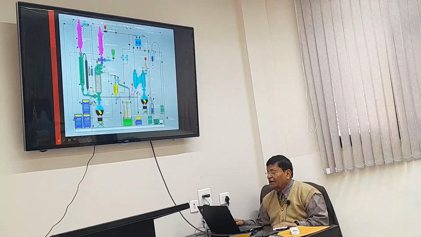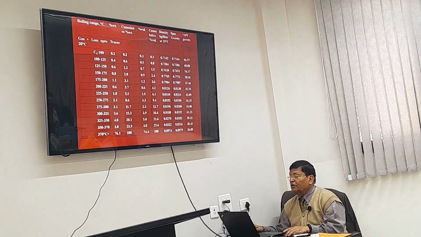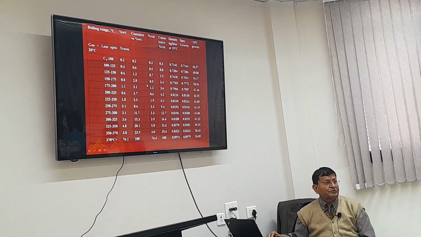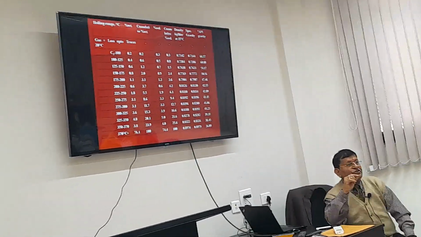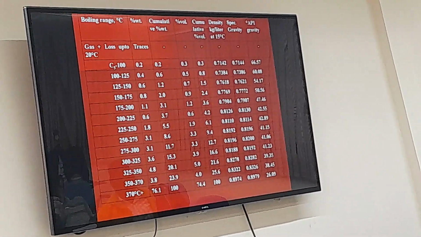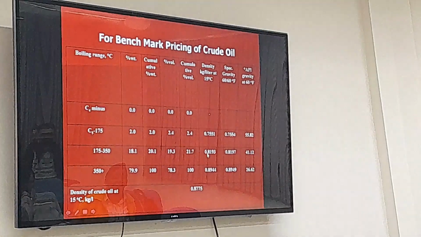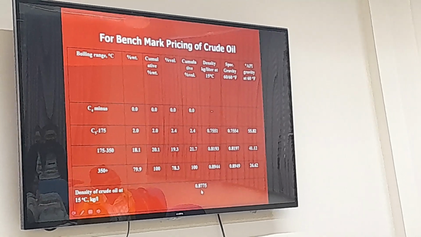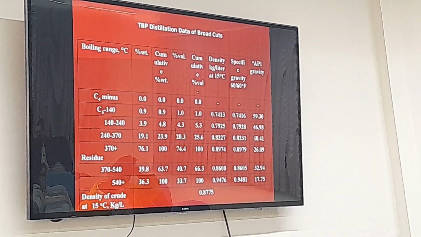But in our lab, we are doing the manual distillation. This is TBP manual, and then TBP or vacuum distillation. You see, now we have made the cut. Generally, it's heavy, so the yield of 0 IBP to 50 degree C is negligible, traces. That's why we made the first cut 0 to 100 degree C. Percent volume, density, specific gravity, and API gravity. And the density of crude is 0.8775. Clear?